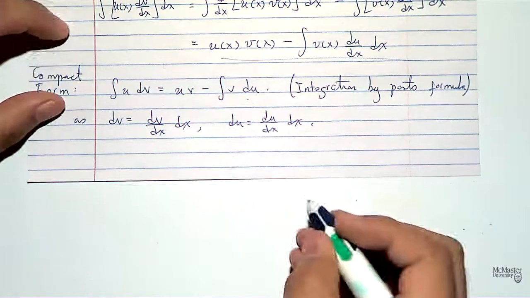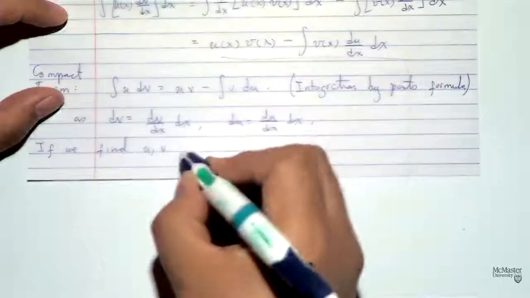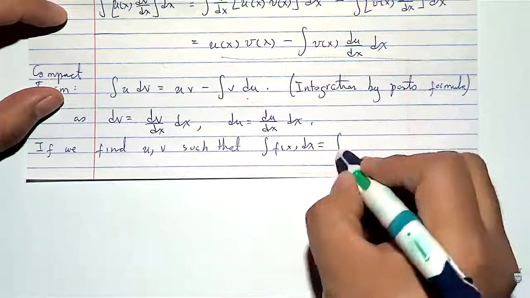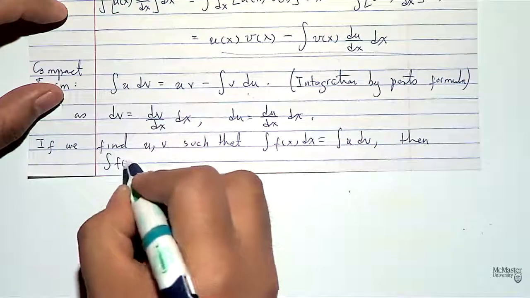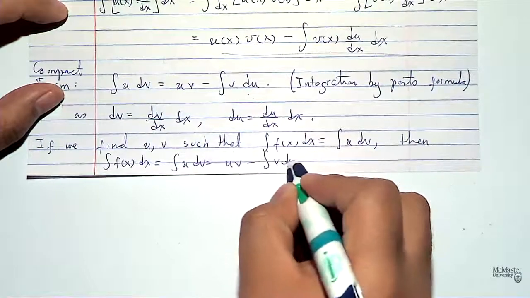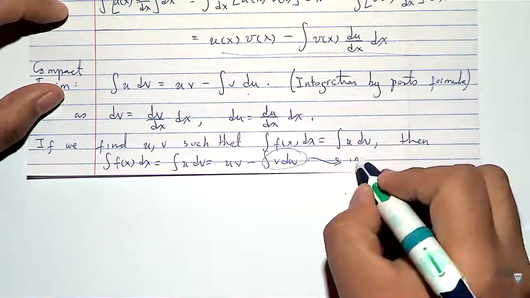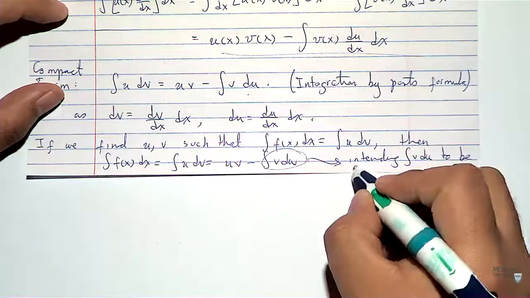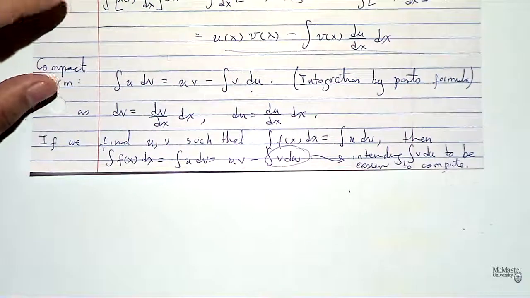So the advice written is that if we find u and v such that the integral that I'm looking for, which is of the form u dv, can be expressed in the form u dv equal to uv minus the integral of v du, and hopefully this is the term, the integral of v du, that is simpler to compute. Okay? So keep that in mind.